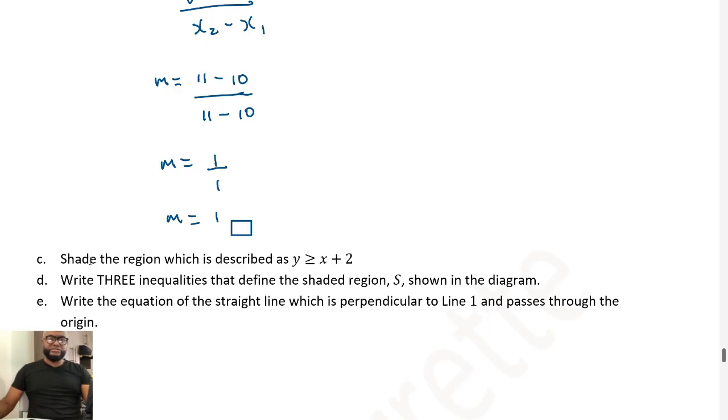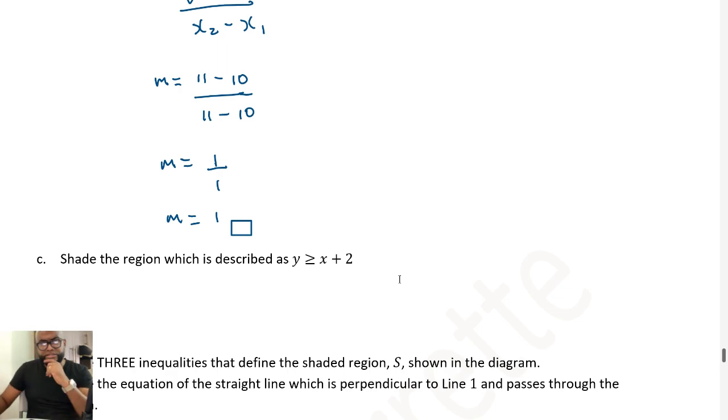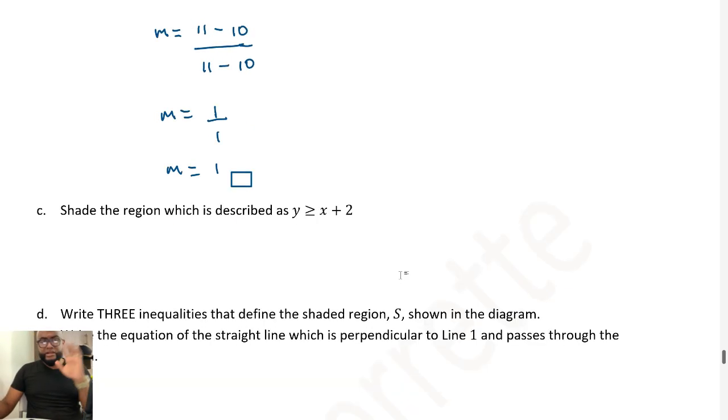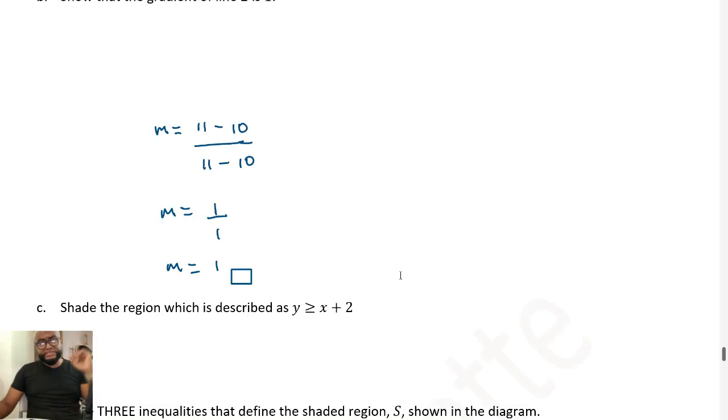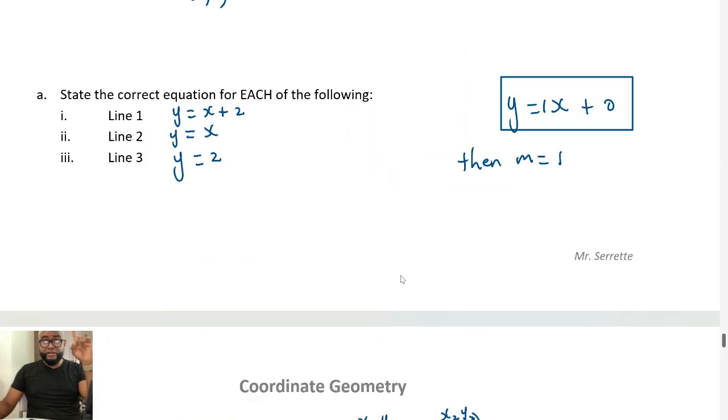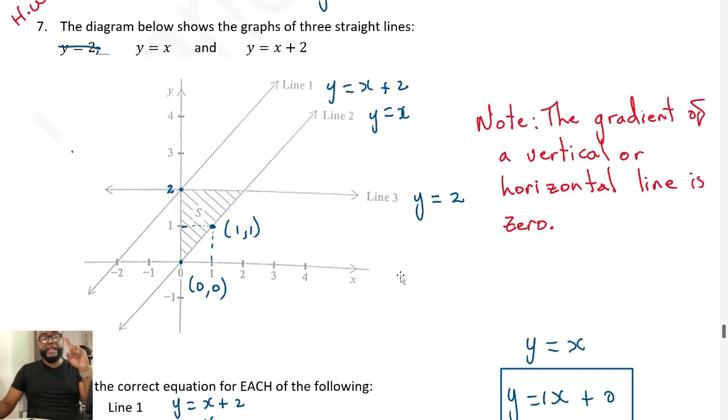Shade the region which is described as y is greater than or equal to x plus 2. Now, if they want you to shade the region which is y is greater than x plus 2, I go up to the graph. We're trying to indicate coordinates where the value of y, no matter what it is, will be greater than whatever the x value is plus 2.